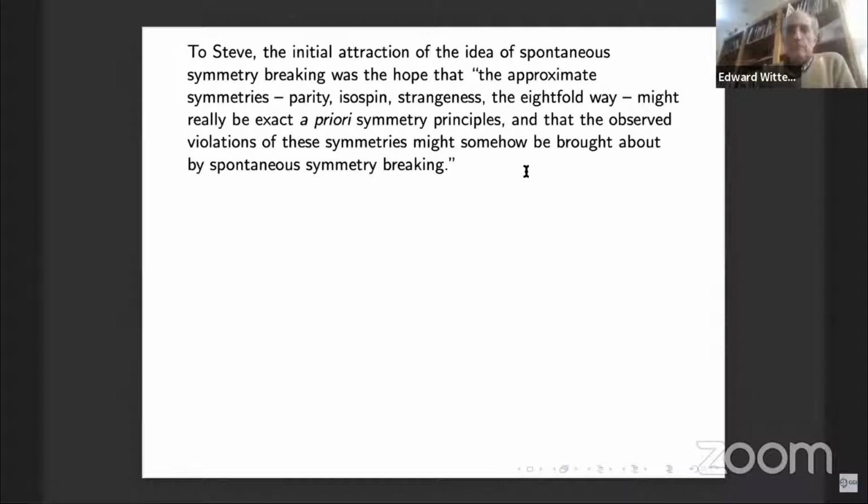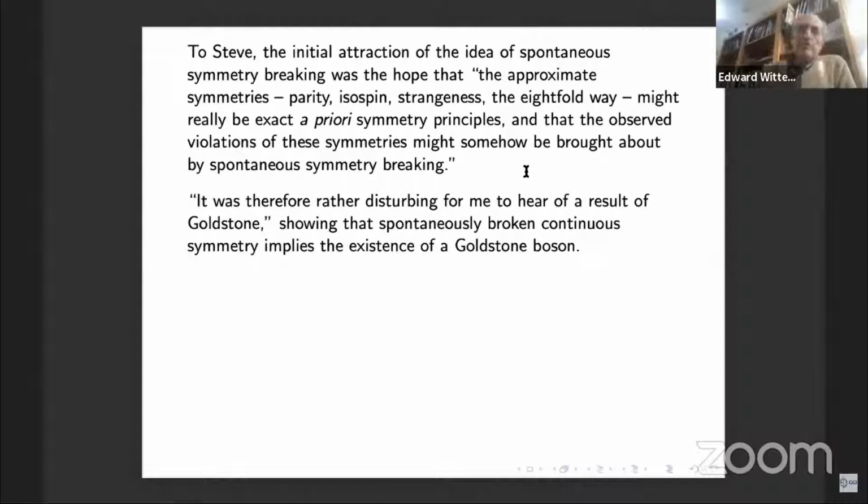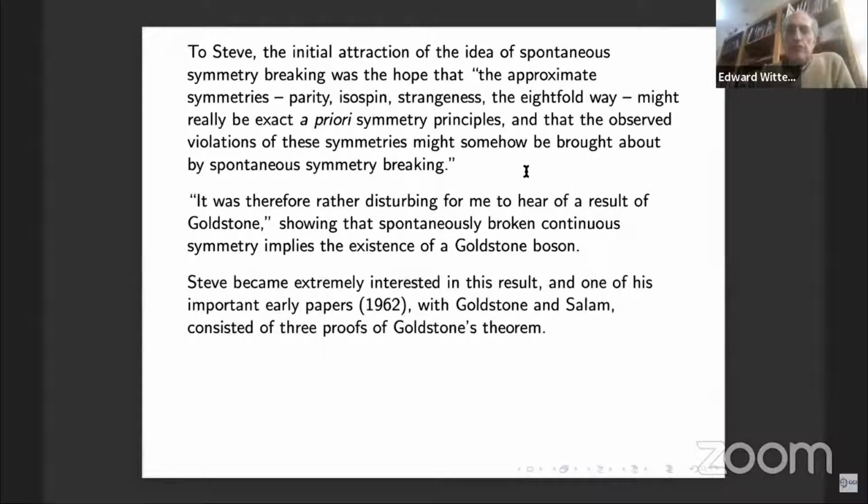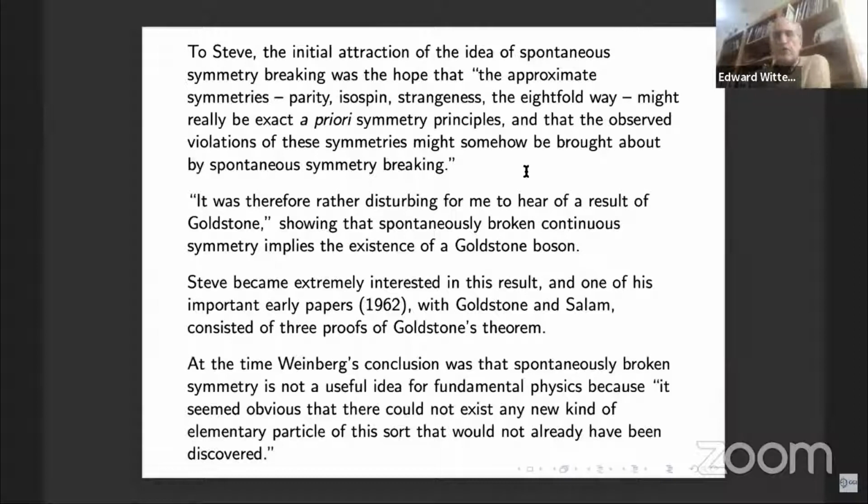It was therefore rather disturbing to hear of a result of Goldstone showing that exact spontaneously broken continuous symmetry implies the existence of a Goldstone boson. So Steve became extremely interested in this result, and one of his important early papers that you've heard about already in this session with Goldstone and Salam consisted of three proofs of Goldstone's theorem. We call it Goldstone's theorem, but they describe it as Goldstone's conjecture, for which they gave three proofs. At the time, Weinberg's conclusion was that spontaneous symmetry breaking is not a useful idea for fundamental physics, because in nature there weren't any Goldstone bosons. Goldstone bosons, at least in the strong interactions, would already have been discovered.